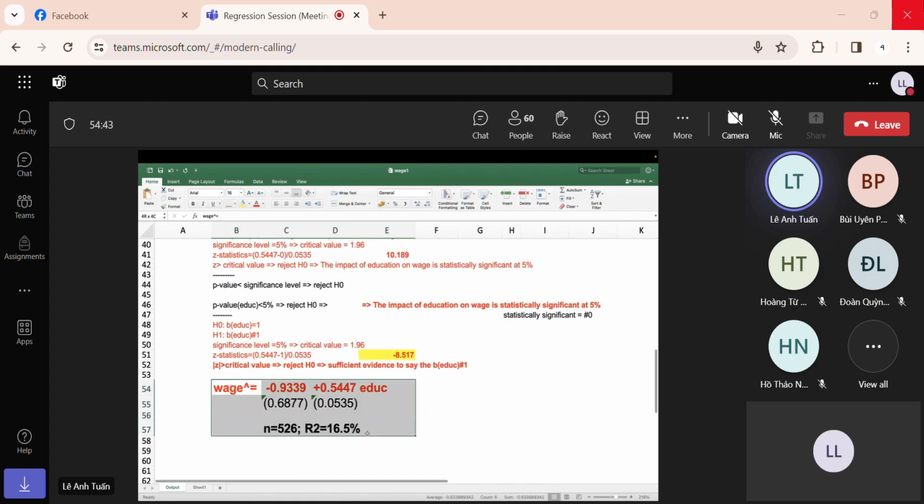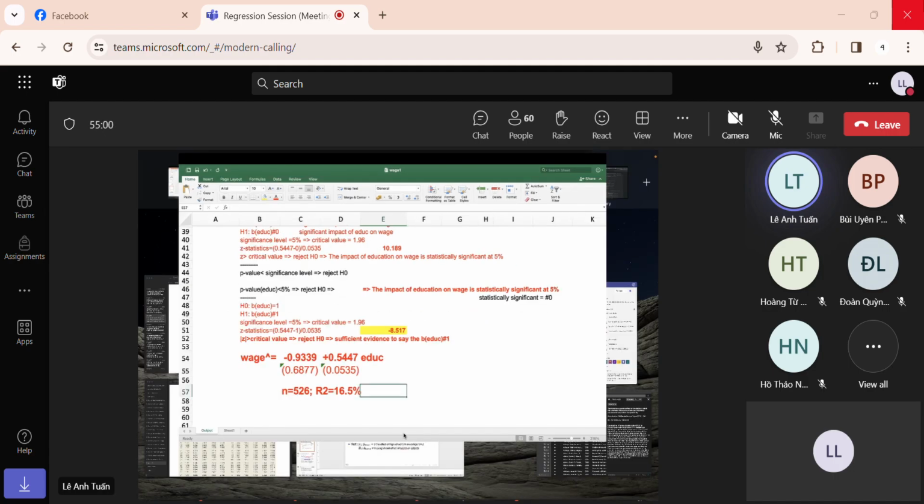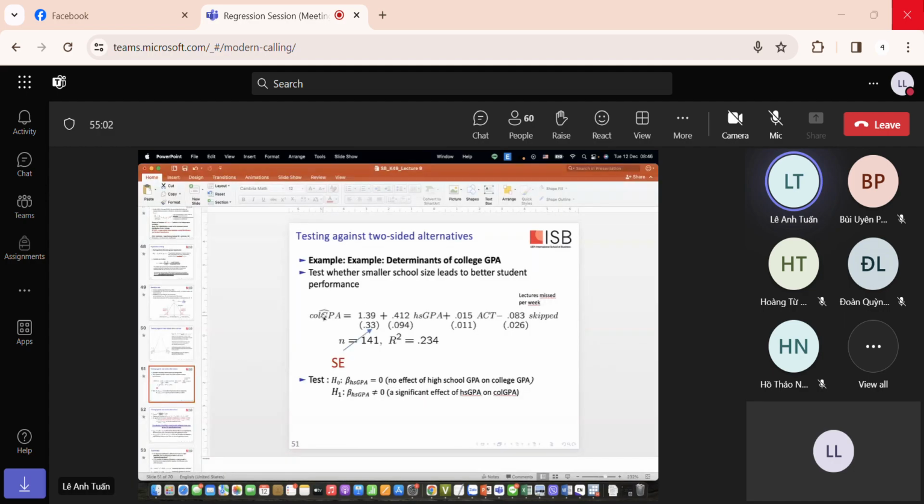So this is the way we report the estimation result. We have the intercept, we have the coefficient, and we also provide the standard errors, the number of observations, and the R square. Based on this result, you can test whether this is significant or not significant.